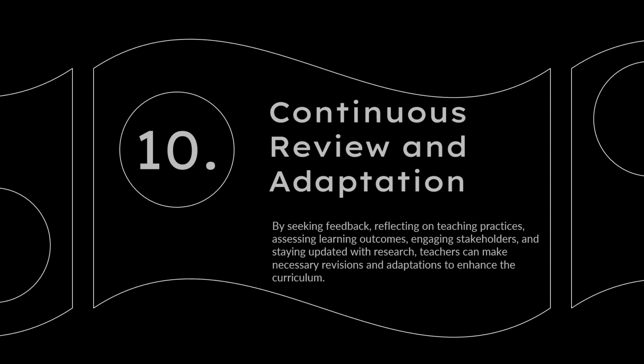10. Continuous review and adaptation. Continuous review and adaptation is crucial for primary school English language teachers to ensure an effective curriculum that meets the evolving needs of students. By seeking feedback, reflecting on teaching practices, assessing learning outcomes, engaging stakeholders, and staying updated with research, teachers can make necessary revisions and adaptations to enhance the curriculum. To further exemplify the importance of continuous review and adaptation for primary school teachers, let's explore an example of how it can be implemented.